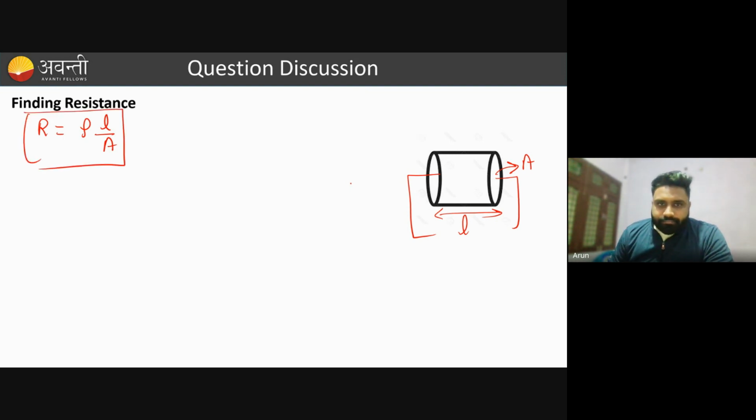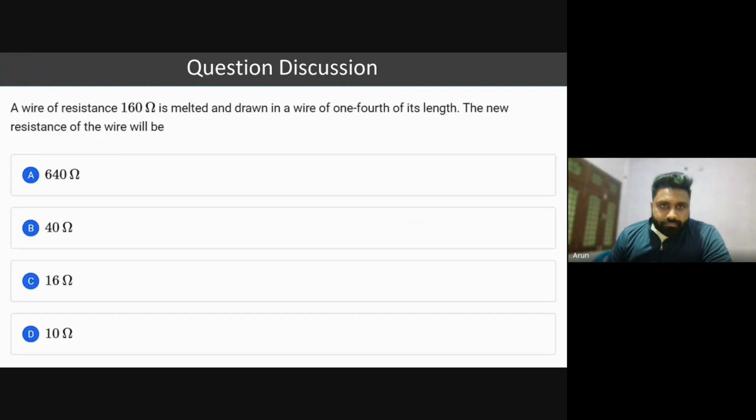Got it? Now, this is a question of JEE Main 2023. So try to solve it. Giving you 1 minute. Very easy question. A wire of resistance 160 ohm is melted and drawn into a wire of 1/4 of its length. The new resistance of the wire will be?